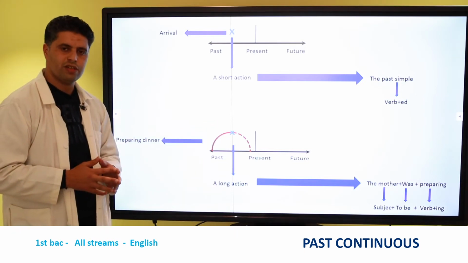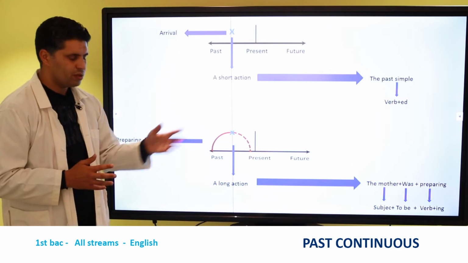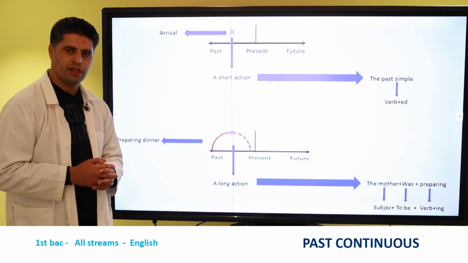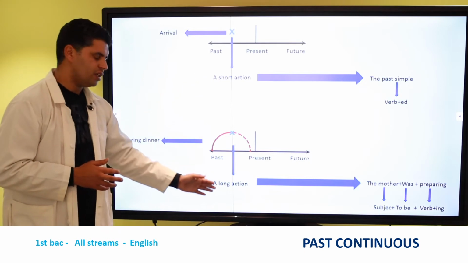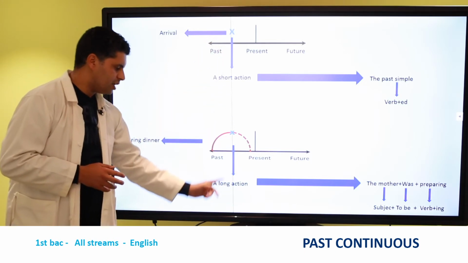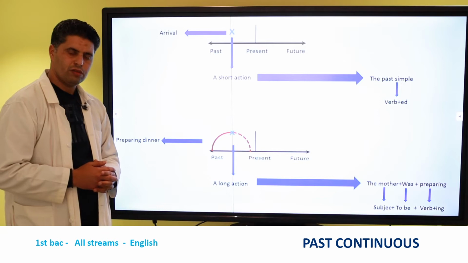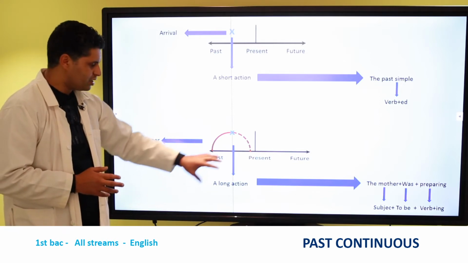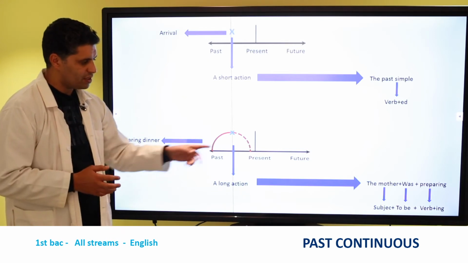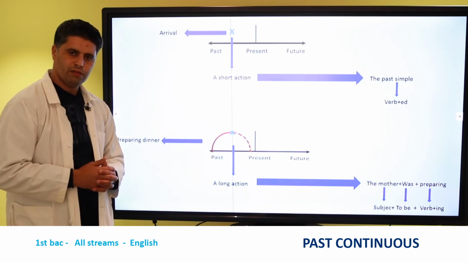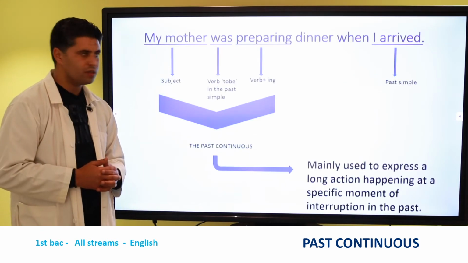That's why we have used the structure, as you can see over there: the subject, which is the mother, and the verb to be, which is was, plus the verb plus ing form. As you can notice here, both of the actions, the short action and the long action, were happening at the same time. Great. So let's focus on the second structure, or the long action that we have here. The structure that is used to express this long action in the past is subject plus to be plus the verb plus ing. This structure is called the past continuous, as we have here.